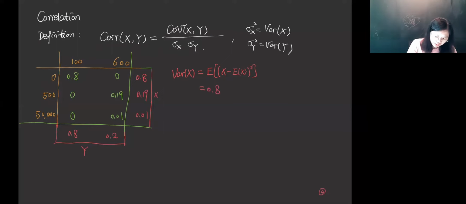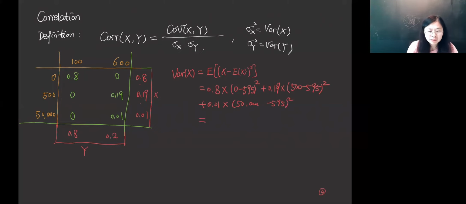Point 0.8 using the weights given by the marginal distribution. 0.8 times (0 minus EX, remember we have calculated it to be 595) squared, plus 0.19 times (500 minus 595) squared, plus 0.01 times (50,000 minus 595) squared. And that turns out to be 2469,3475. So that's a huge number.